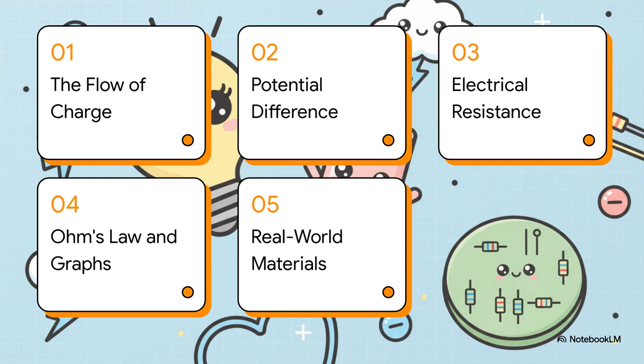To do that, we're going to build up our understanding step by step. We'll start with the flow of charge, then look at potential difference, electrical resistance, Ohm's law and its graphs, and finally, wrap it up with how all this applies to real-world materials.